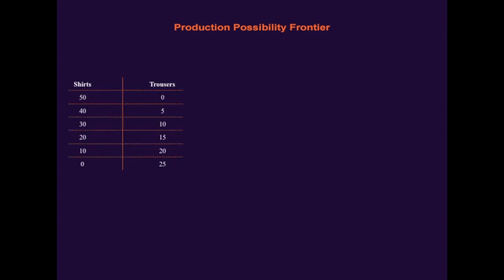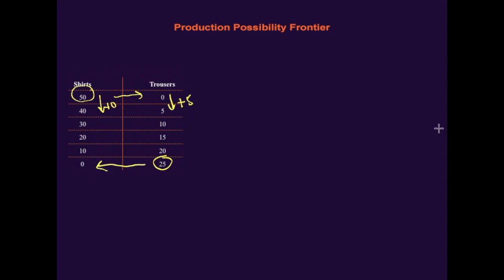So let us draw the PPF for Asha Text Institute. If we put that into a chart, we would find that if Asha Text Institute has allocated all the resources to only produce shirts, it will produce 50 and will have 0 trousers. By reducing 10 shirts, it can increase 5 trousers. So it goes along the way, whereas if it produces 25 trousers, it will not be able to produce any shirts.